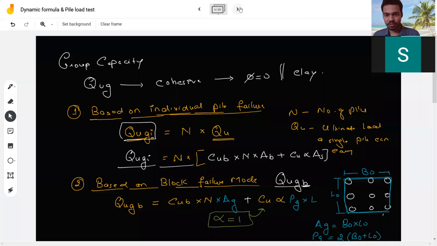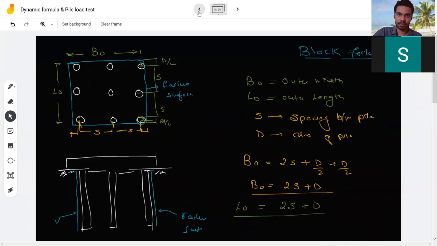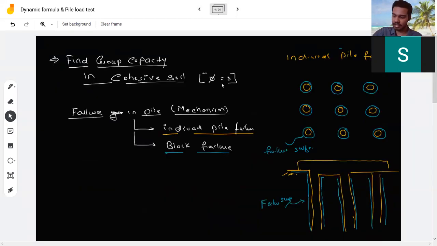Any doubt in this formula you have? Anyone? वापस बोलता हूँ, because don't rote learn all these formulas, so I'm making you understand how to derive that formula. One thing that you have to understand, जब भी मैं पाइल को ग्रुप में बोलता हूँ ना, दो टाइप के failure हो सकते हैं. एक हो सकता है individual failure हो. अब मैं आपको बताता हूँ कि individual failure कब होगा और block failure कब होगा. That is also interesting to know.